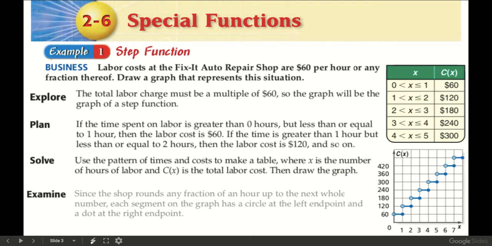So let's go ahead and examine. Since the shop rounds any fraction of an hour up to the next whole number, each segment on the graph has a circle at the left endpoint and a dot at the right endpoint, which is a little different than the greatest integer function that we looked at before, right? They always rounded down, where in this scenario, it always rounds up.